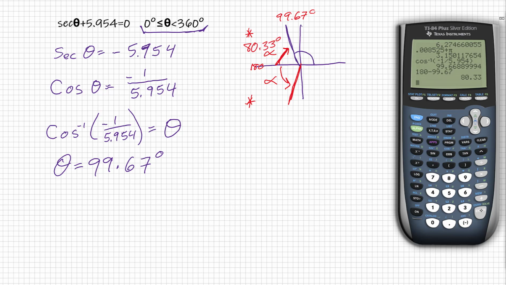An angle in the third quadrant with that same reference angle would then be 180 plus that new reference angle, 80.33. And that gives us, I missed a 3 on there. We know that's 260.33 degrees. So those are my two angles within the first cycle of the unit circle in standard position for which this equation holds true. Theta equals 99.67 and theta equals 260.33 degrees.